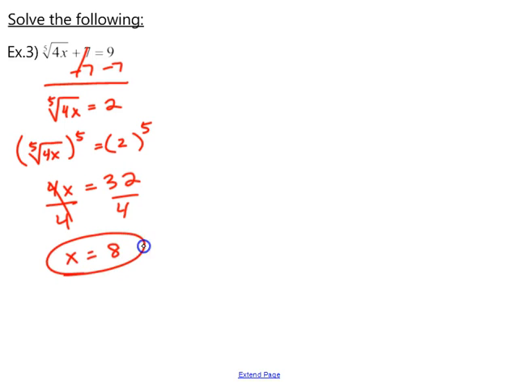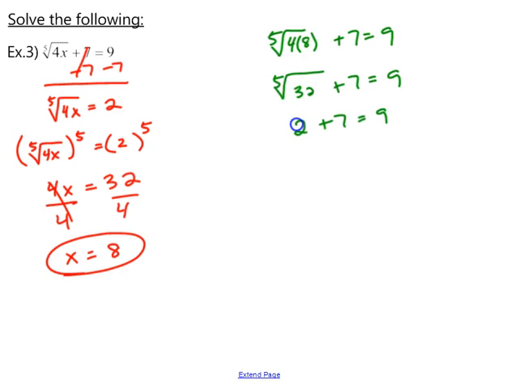In this case, we only end up with one solution, but we still need to check and verify that that is indeed a solution to our equation. So we're going to substitute that back in. Four times 8 is 32. The fifth root of 32 is 2. 2 plus 7 is 9, which equals 9. So x equals 8 is a solution to our equation.